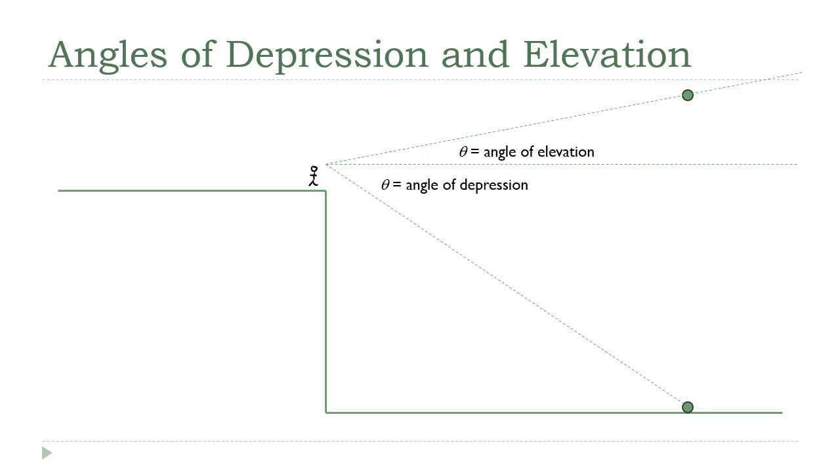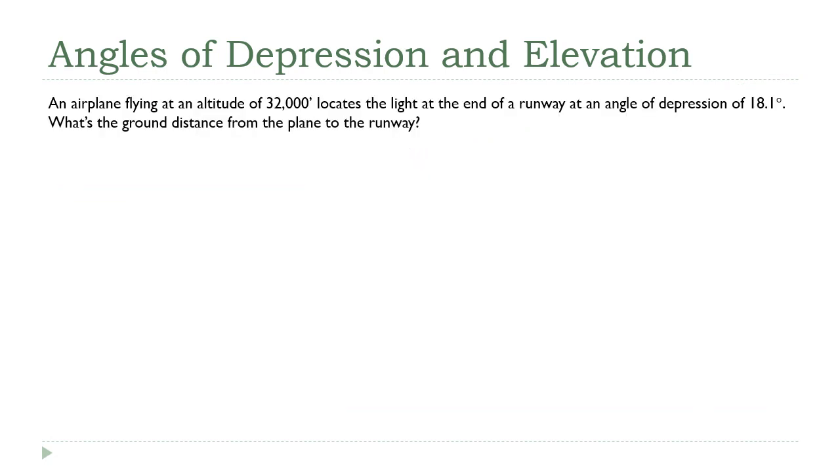All right, so let's take a look at an example, to see how we can make use of these two ideas. You have a situation here. We have an airplane and we know its altitude, and it spots a light on a runway, and I know what the angle of depression down to it is. So I want to use this information to see if we can find the ground distance between the two.